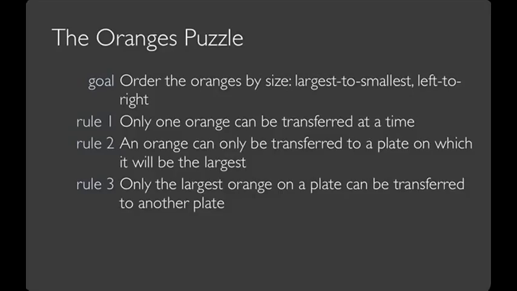There's a really strange diner, and in this diner, the waitstaff is not so good, and the three people at the diner ordered oranges, but they ended up on the wrong plates. Your job, and you can try this at home, is to help sort out which orange belongs on which plate. The way the oranges puzzle works is you need to order the oranges by size, largest to smallest, left to right. Only one orange can be transferred at a time. An orange can only be transferred to a plate on which it'll be the largest, and only the largest orange on a plate can be transferred to another plate.